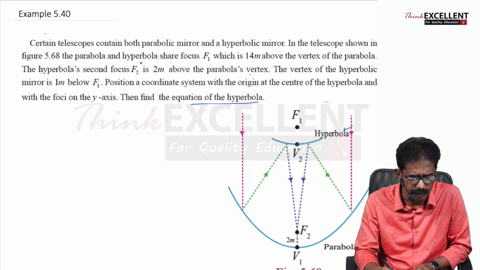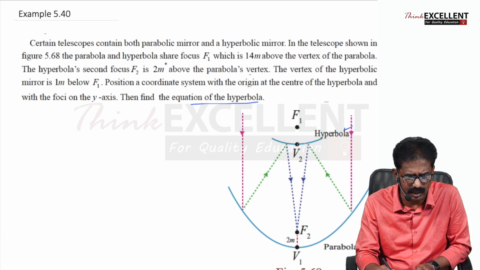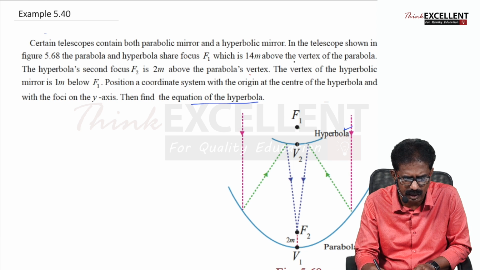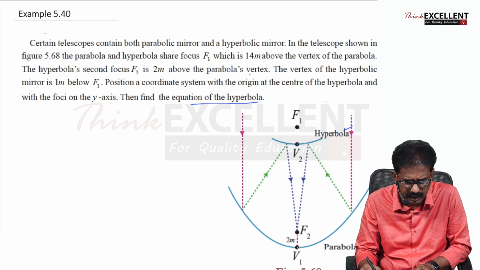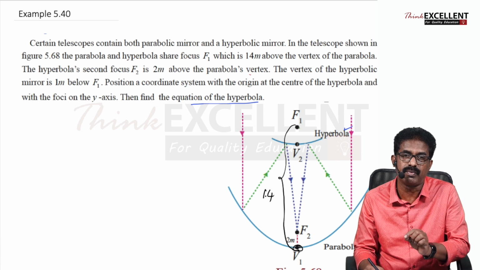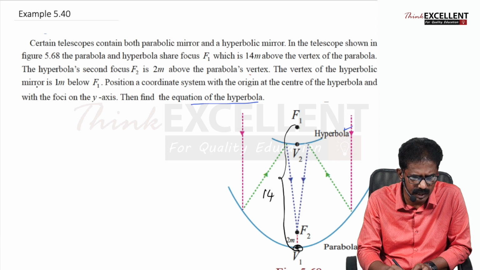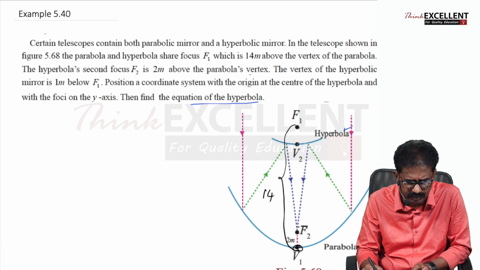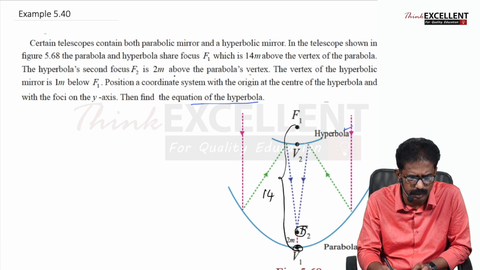Let us see. The parabola and the hyperbola share the focus F1. This is important: focus F1 is 14 meters above the vertex of the parabola. The vertex of the parabola is here, V1, right? So from here to focus F1, the full distance they have given us is 14. Then they said the hyperbola's second focus F2 is 2 meters above the parabola's vertex. So this distance is 2.